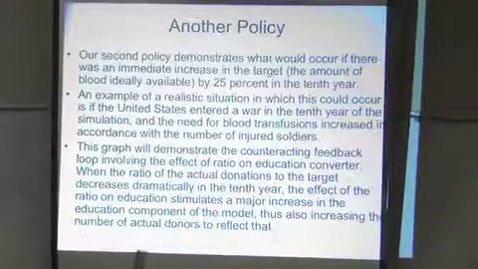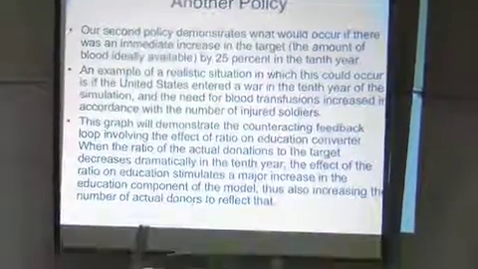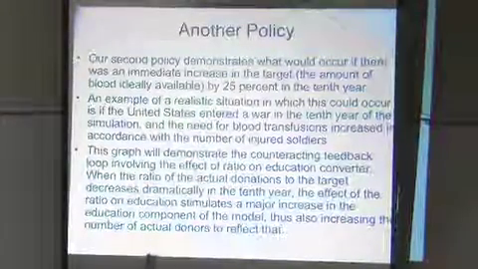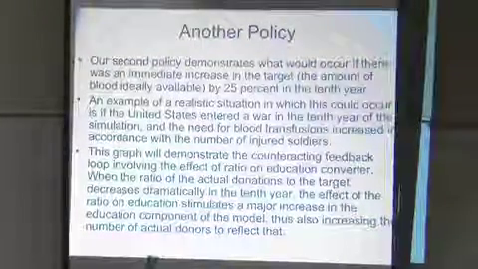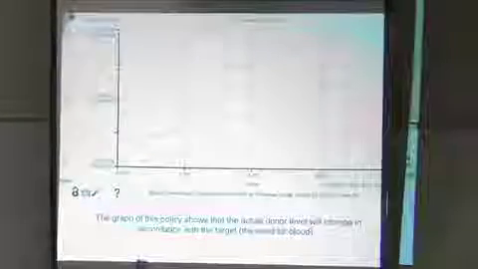When the ratio of actual donations to the target decreases dramatically in the 10th year, the effect of ratio on education increases dramatically and stimulates a major increase in the education component of the model, thus also increasing the number of actual donors to reflect the change. And this graph, the graph of this policy, shows that the actual donor level will change in accordance with the target. As you can see, in the 10th year, the number of actual donors, which is the blue line, increases dramatically, while the potential donors decreases slightly, then continues to increase.